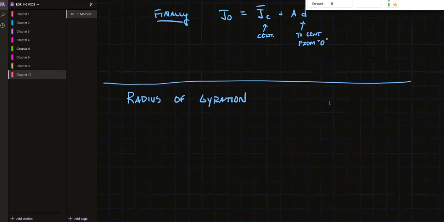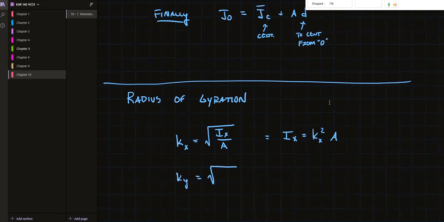Okay, I'm just going to mention radius of gyration, which we represent with these K. So radius of gyration sub x is the square root of Ix over A. And we can also look at this as Ix equals K sub x squared A, the radius of gyration squared. K sub y equals the square root of Iy over A, which gives Iy equals K sub y squared A.